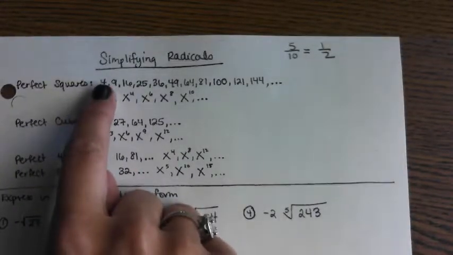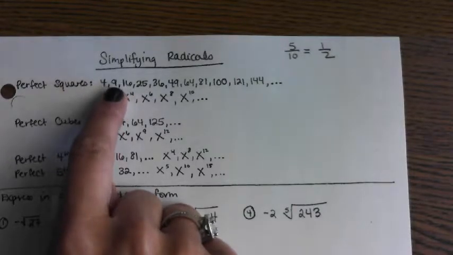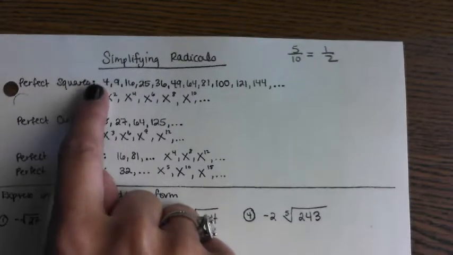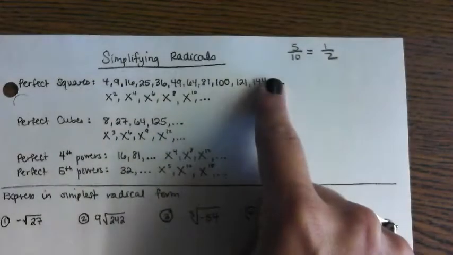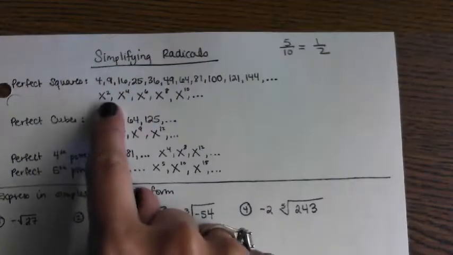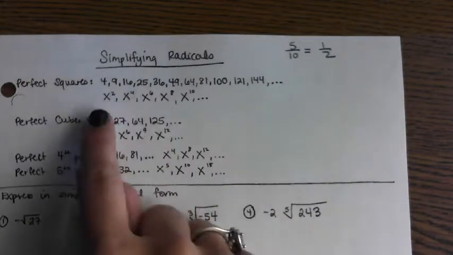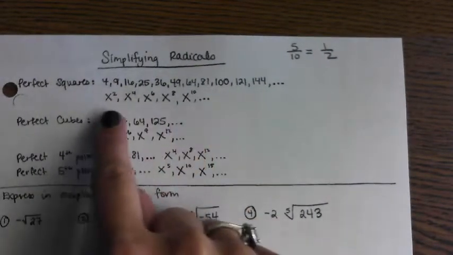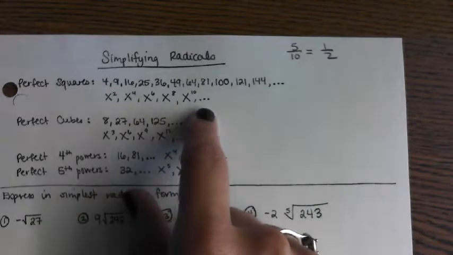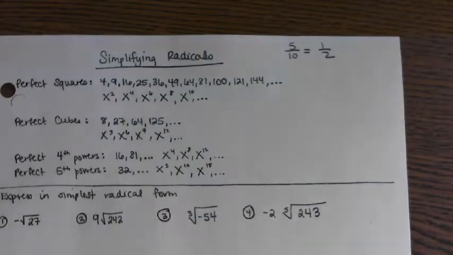Obviously, 2 squared gives you 4, which is why 4 is a perfect square. 3 squared gives you 9, so 9 is a perfect square. All of these numbers we can take square roots of. All of these variable terms we can take square roots of. What do you notice about all of those variable terms and what they have in common? What makes them all perfect squares, Georgia?